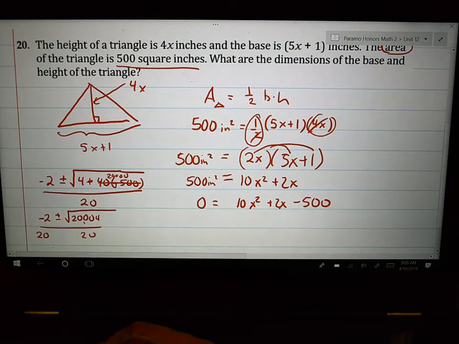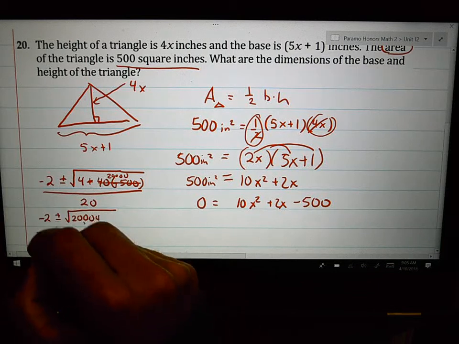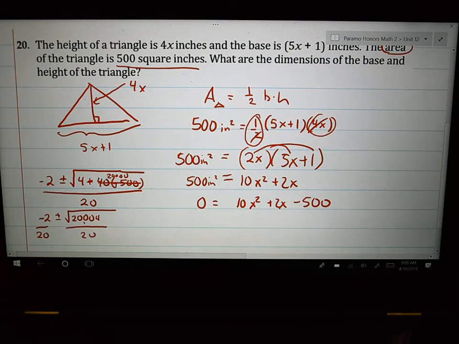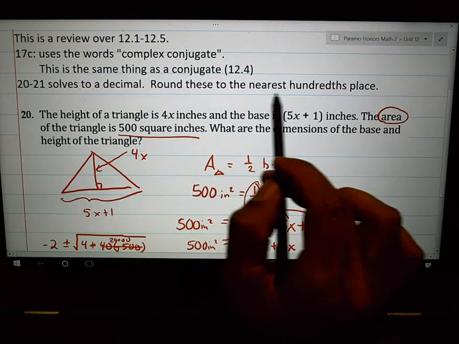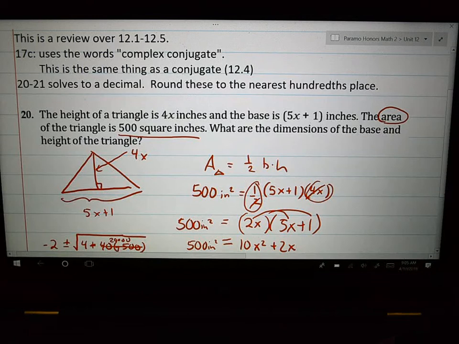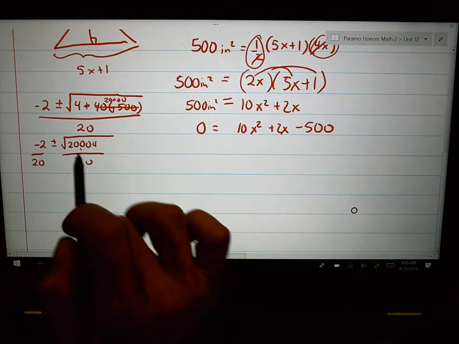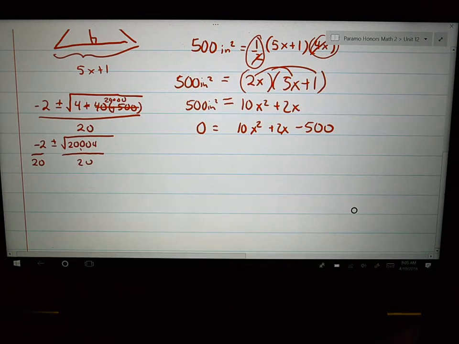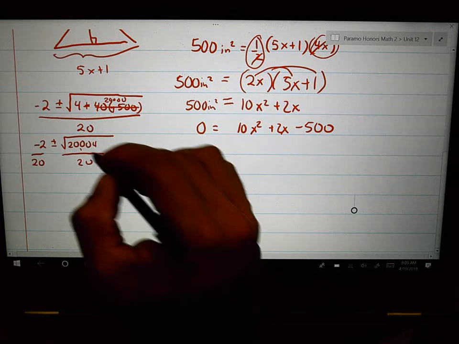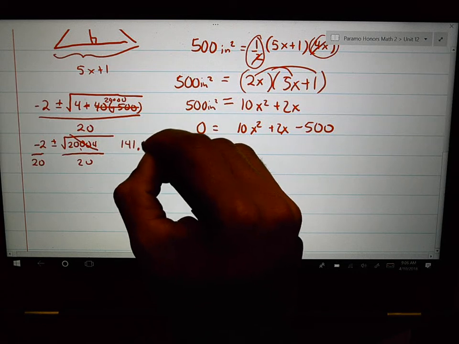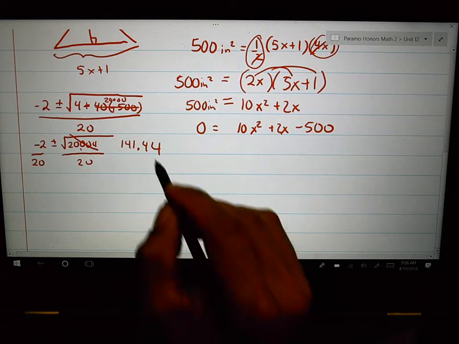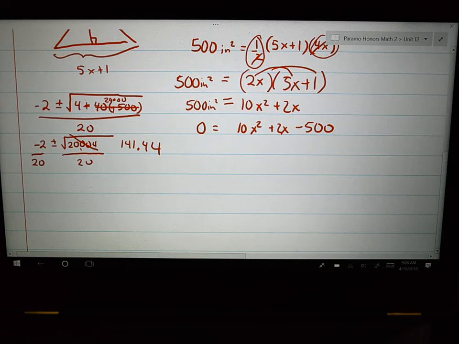That way I know what to plug into my calculator, and I'll just do a line like this and a line like this. And earlier I asked you to round these to the nearest hundredths place. That's going to help when we do this square root of 20,004. I'm going to press the square root of 20,004. This comes out to about 141.44. I'm rounding that to the nearest hundredths place.